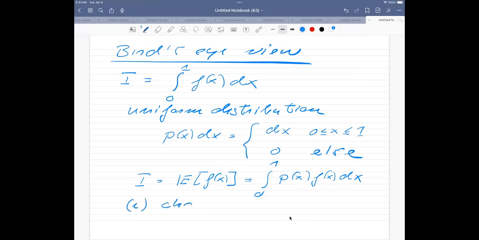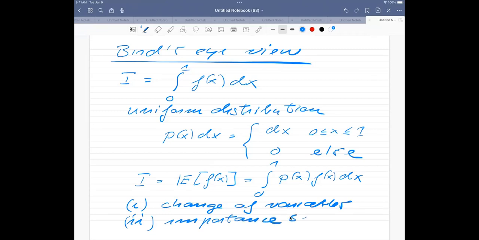One is a change of variables. Our integral is often not given by 0 to 1. And two, we want to include importance sampling in order to improve the calculation of this integral. And I will try to motivate why importance sampling is a good trick. And I will show you some simple examples so that you can build up an intuition why this is interesting and why it's useful.